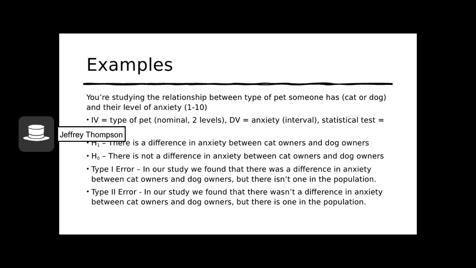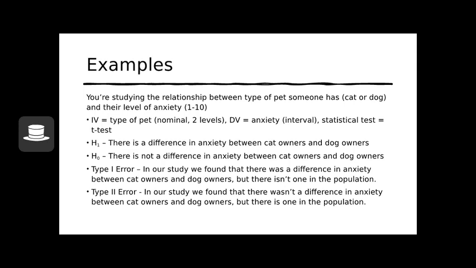Let's bring it all together with some examples, right? If you're looking at the relationship between the type of pet someone has and their level of anxiety, the independent variable is the type of pet. It's nominal, 2 levels, cat or dog. Dependent variable, anxiety, interval. So the statistical test would be the t-test, right? The research hypothesis is that there's a difference in anxiety between cat owners and dog owners. The null hypothesis is that there's not a difference in anxiety between cat owners and dog owners.